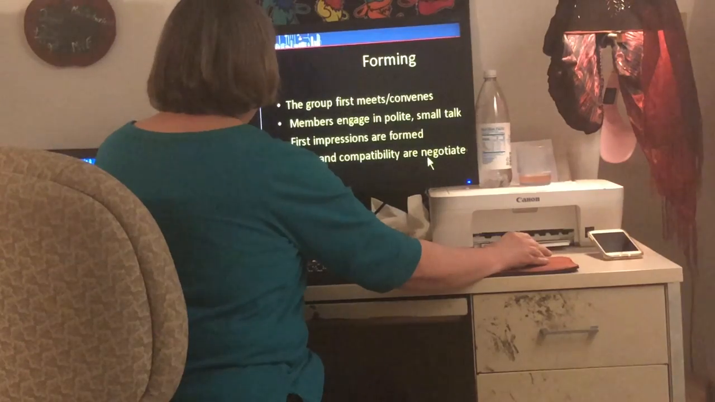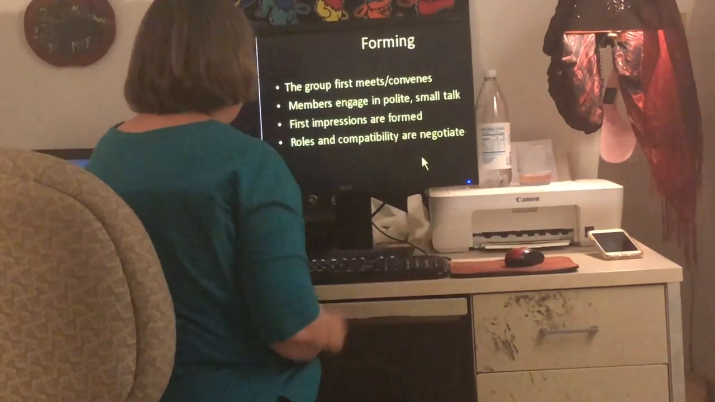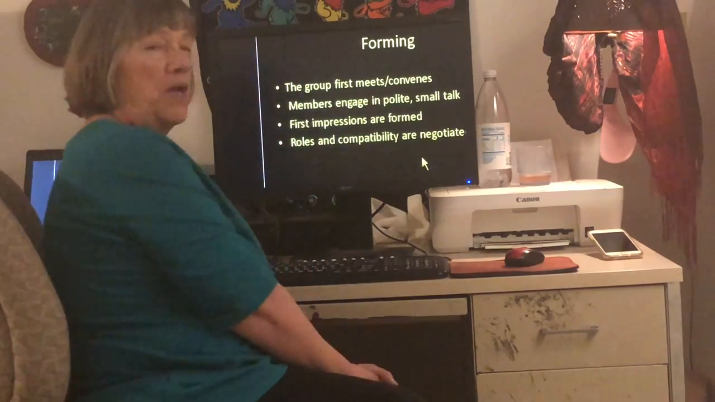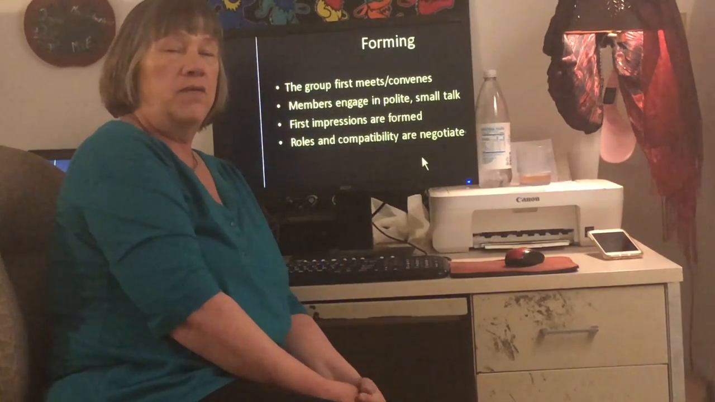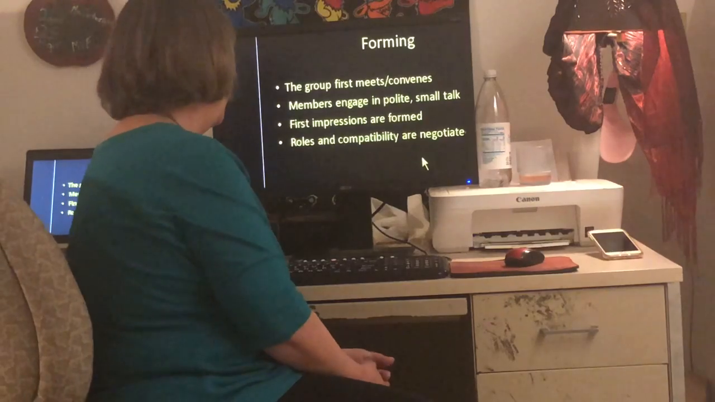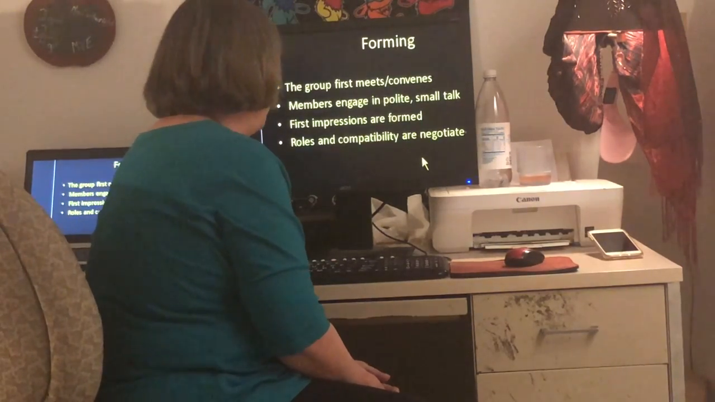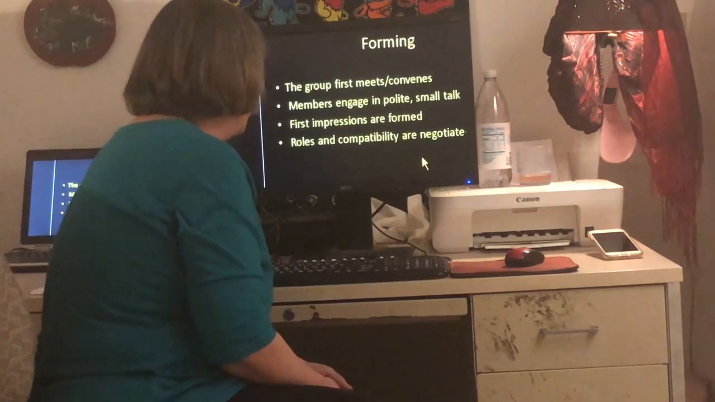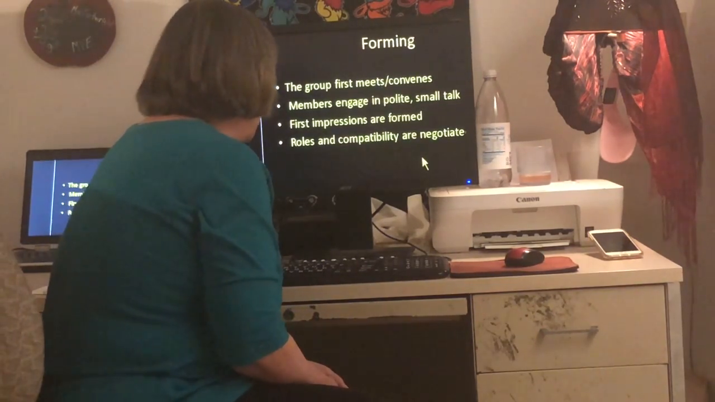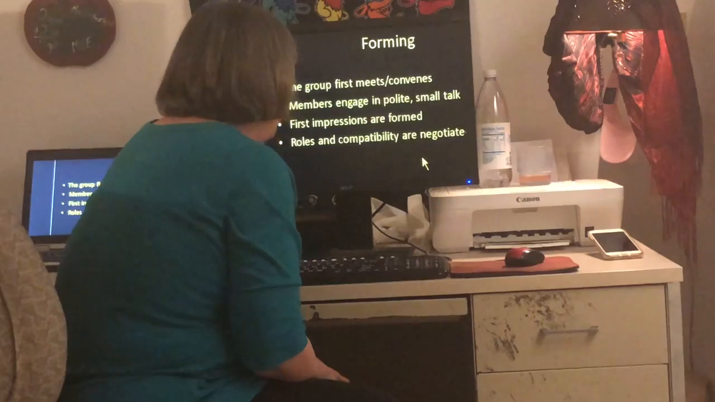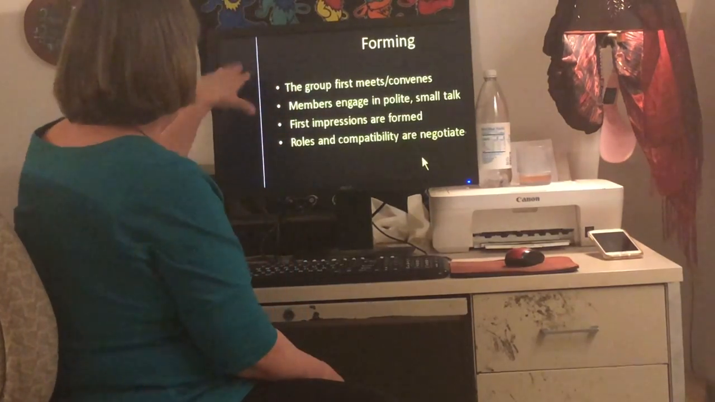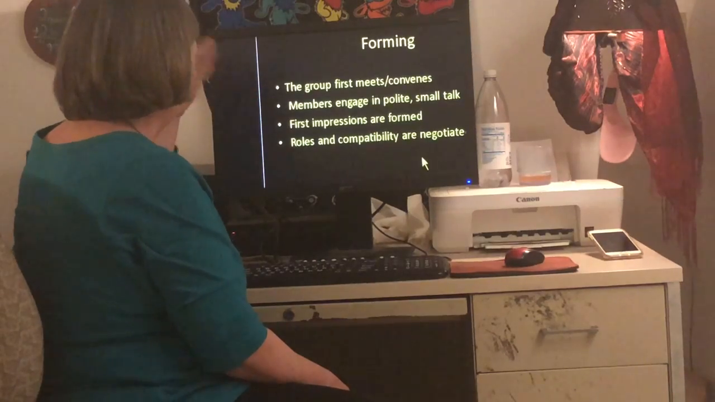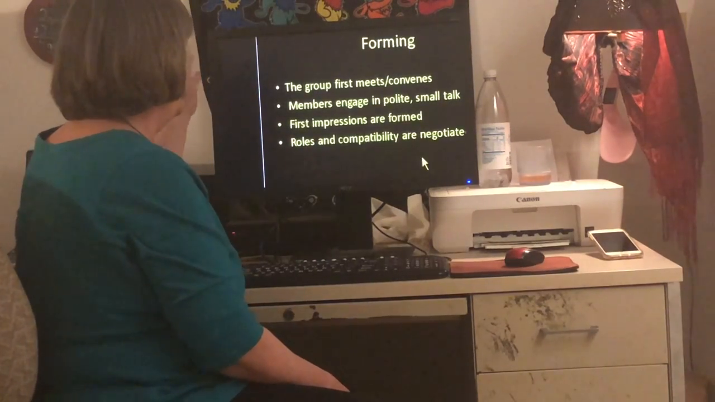Let's talk about forming. The notes say, the group first meets or convenes, right? That makes sense. People have to get together first in order to make this happen. Seems obvious. Members engage in polite small talk. And then the first impression is formed, and roles and compatibility are negotiated. So that's what's happening in the forming part, when the group is coming together. First, they're all convened in the same place together.